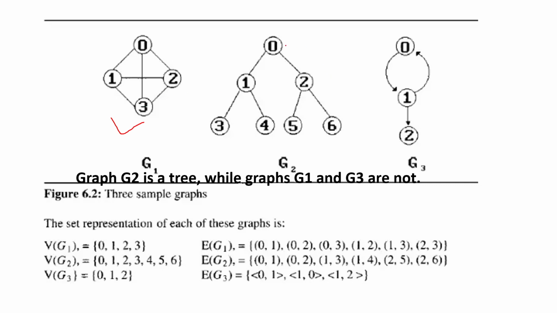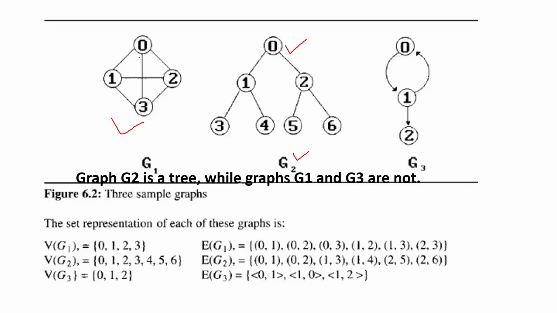This is a graph, but it is also called a tree because it is in the form of hierarchical order. There is a parent-child relationship. 0 is a parent and 1 and 2 are the children of 0. 3 and 4 are the children of 1. 5 and 6 are the children of 2. This is a tree, a special type of graph where there is a hierarchical order.